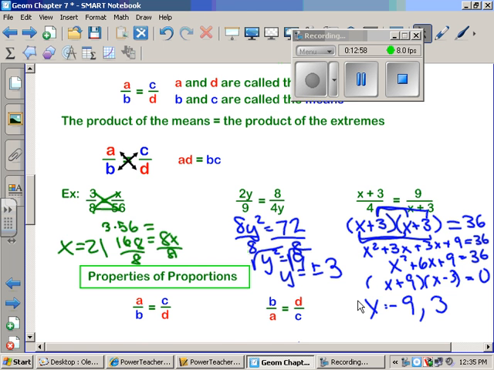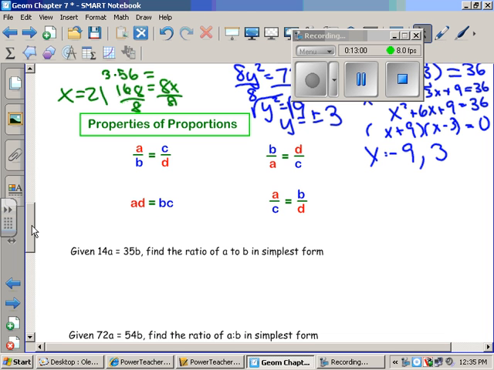Okay? Any other questions? That was a good one. Okay. All right. So the other thing you need to know about proportions is that as long as you keep the means and the extremes together, it doesn't matter how you write them.